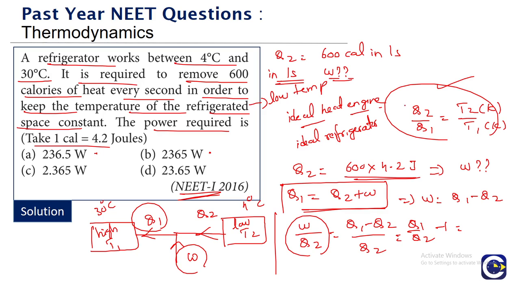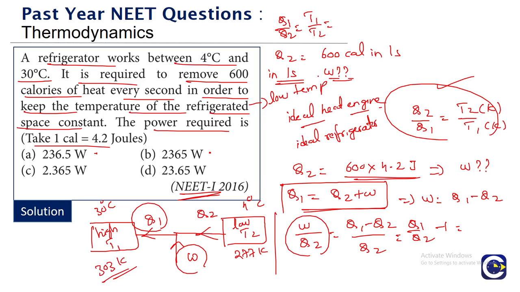Q2 by Q1 is T2 by T1, right? So Q1 by Q2 will be T1 by T2, but we should take them in the Kelvin scale. So look at it. T2 value on Celsius is what? 4. Means we have to add plus 273, which will be what? 277 Kelvin, that is T2. Here T1 will be what? Celsius scale 30, means we have to add 273, so it will be 303 Kelvin.